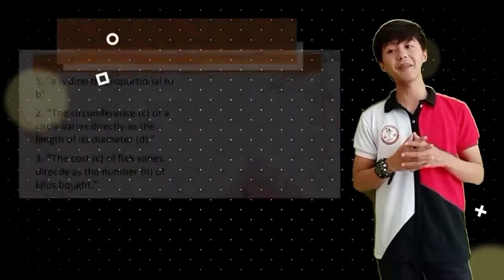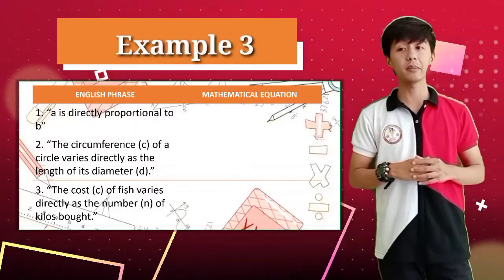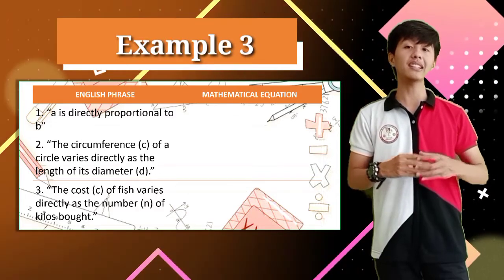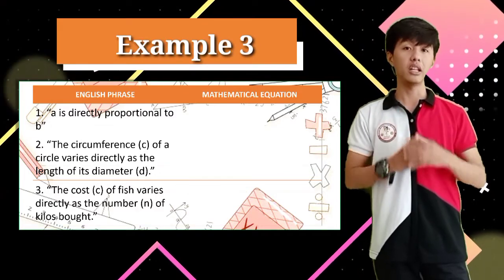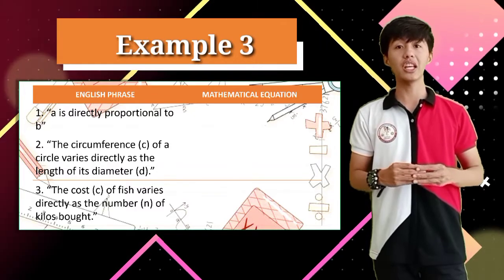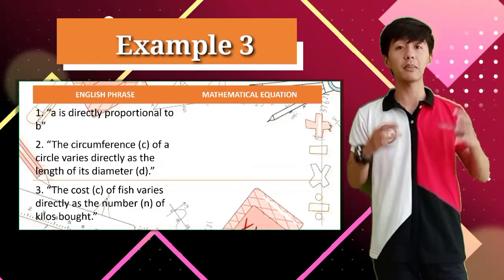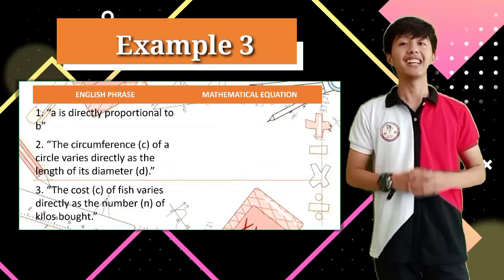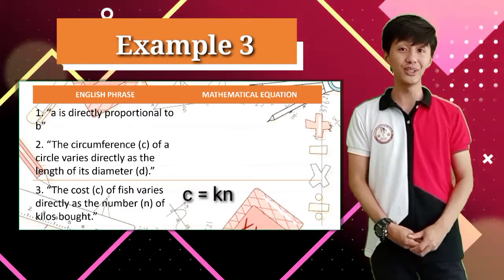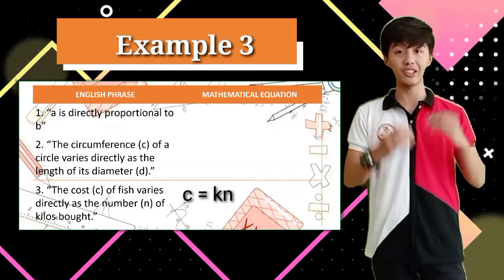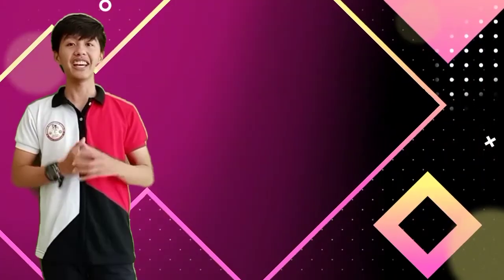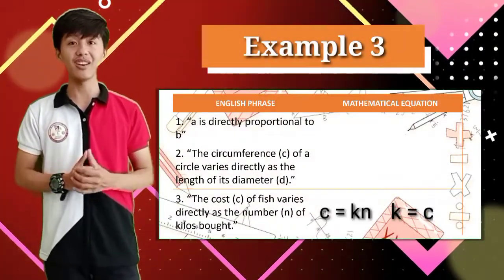Very good. And last, we have item number 3. For item number 3, the cost C of fish varies directly as the number n of kilos bought. So what do you think is the equivalent mathematical equation of our problem? Yes, C = kn. So how about our constant of variation or constant of proportionality? Yes, k = C/n.